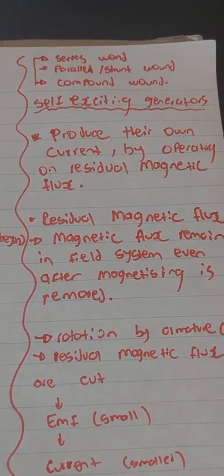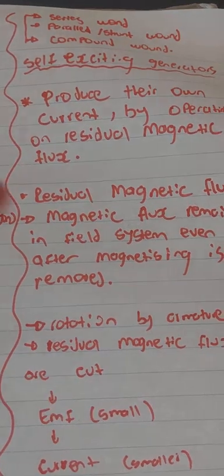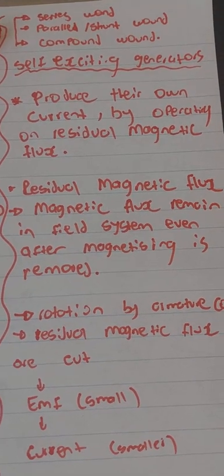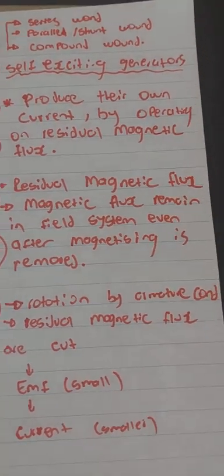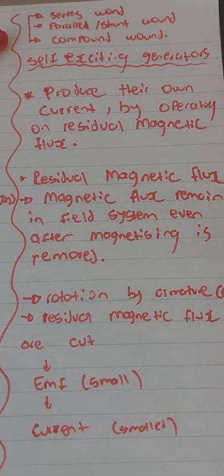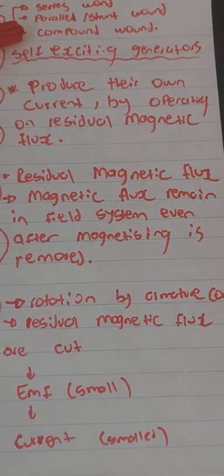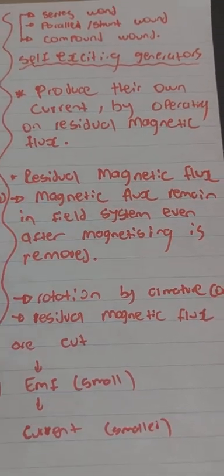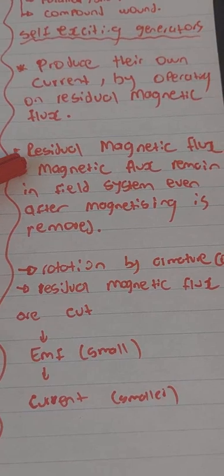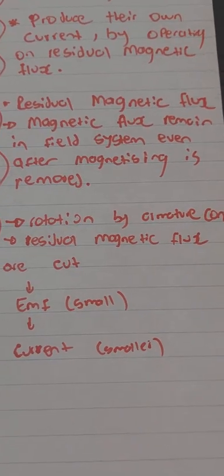And guys, we have three self-exciting generators. They are the series wound generator, parallel or shunt wound, and compound wound. Compound wound is the mixture of both series wound and parallel wound generators. Okay, guys, and now we know the definition of residual magnetic flux. Let's go to how it is operated.